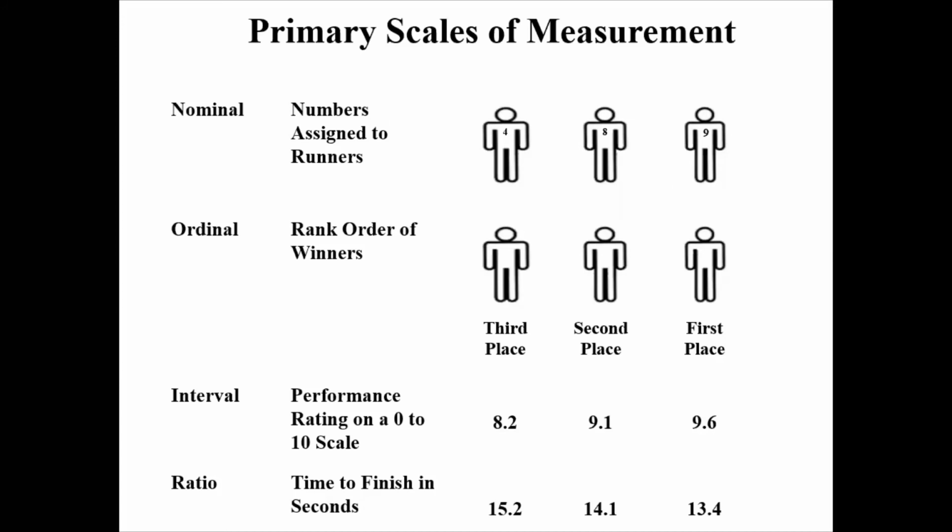Because for example, if any judge gives 0 to any candidate, it does not mean he has not performed well, or that he has not performed. He performed, but the rating given by the judge is 0. So the origin in interval scale has no meaning. We give an origin just to differentiate the values, or to start the origin.